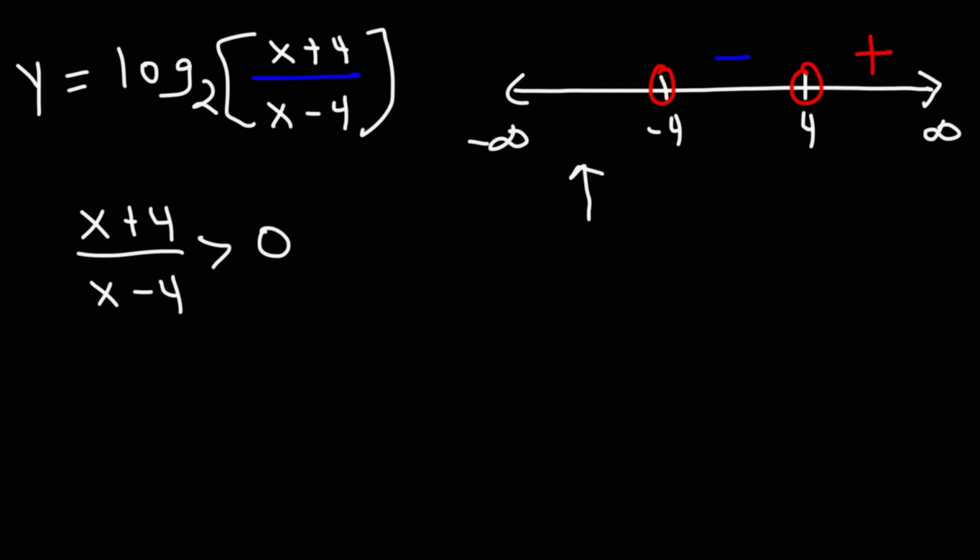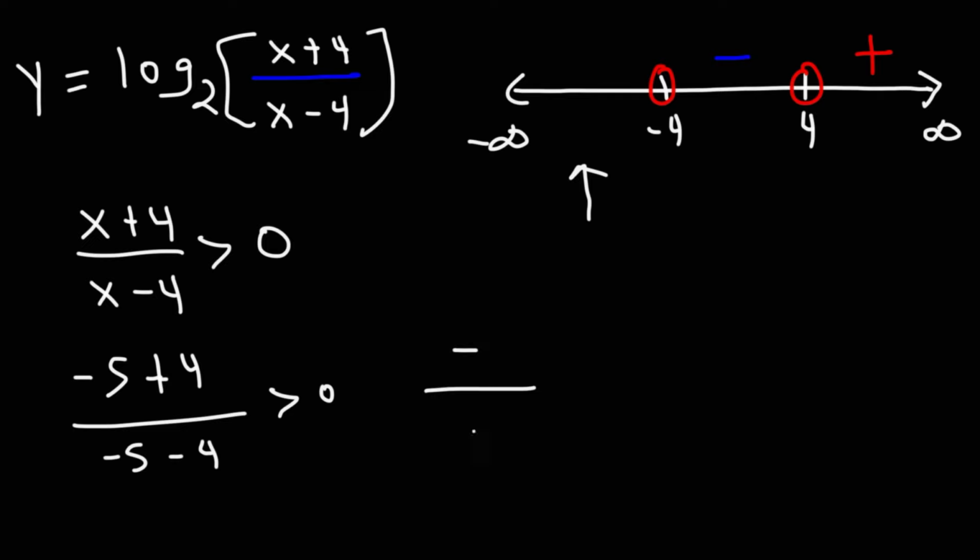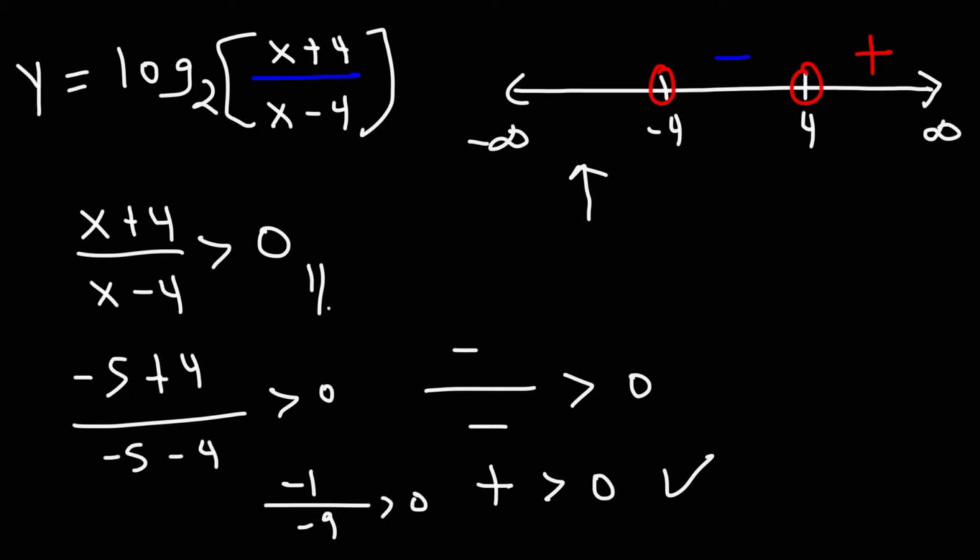Now let's pick a number between -infinity and -4. Let's try -5. -5 plus 4, that's a negative number. -5 minus 4 is also negative. A negative number divided by a negative number will give us a positive number, which is greater than 0. If you want to get actual numbers, -5 plus 4 is -1. -5 minus 4 is -9, which is positive 1 over 9, and that's bigger than 0. So this is going to work for this section as well.